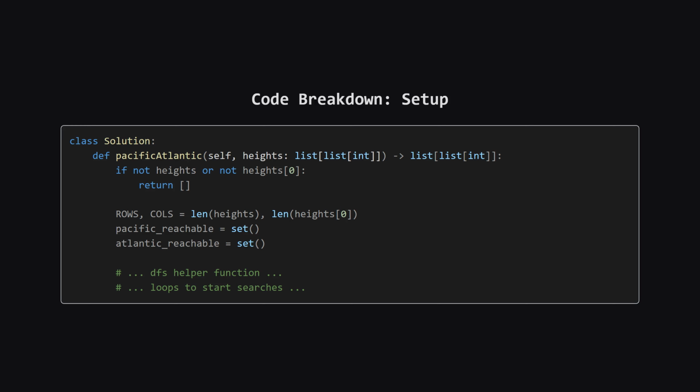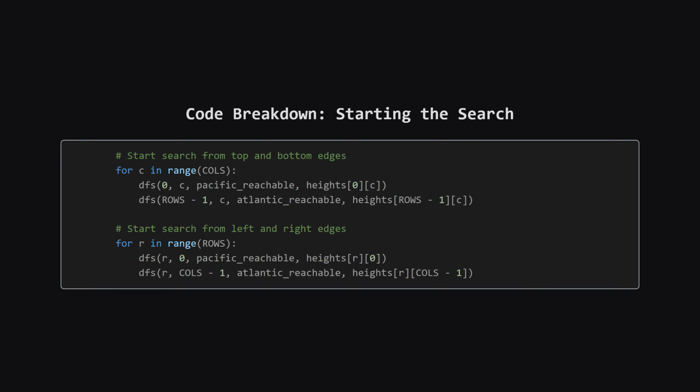Most importantly, we create two sets, one called Pacific Reachable and one called Atlantic Reachable. These will store the coordinates of all the cells that can be flooded by each ocean.